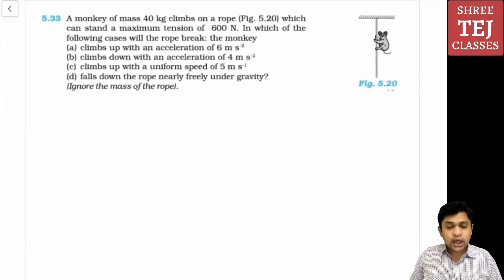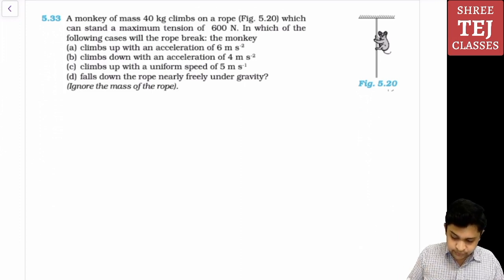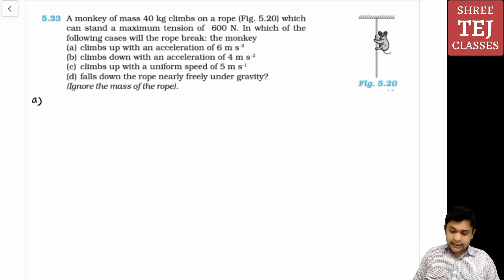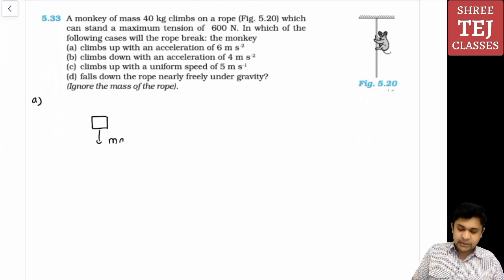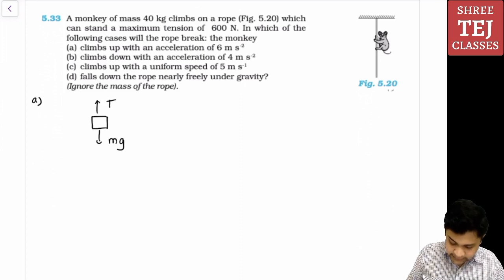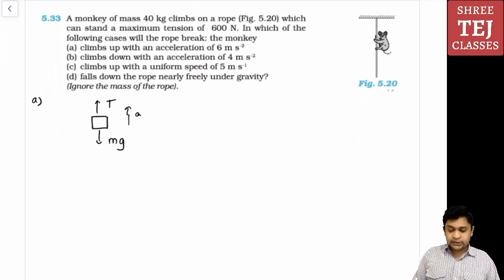Question 5.33. A monkey of mass 40 kg climbs on a rope which can stand maximum tension of 600 Newton. In which of the following cases will the rope break? So let us see case 1. In case 1, monkey is climbing up with acceleration of 6 meter per second square. Let us draw free body diagram of the monkey. So let this be monkey. First and foremost, weight of monkey mg, tension of the rope T, and moving up with acceleration 6 meter per second square. So acceleration upwards.